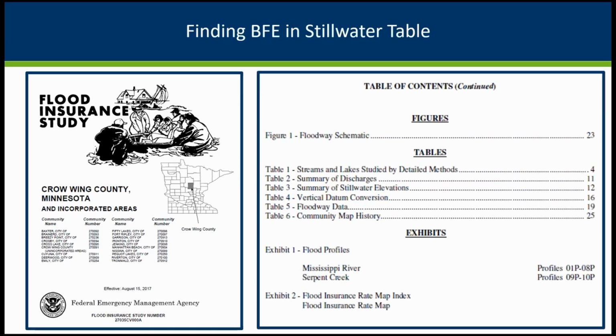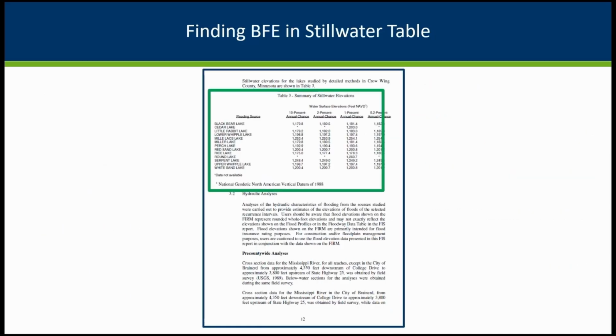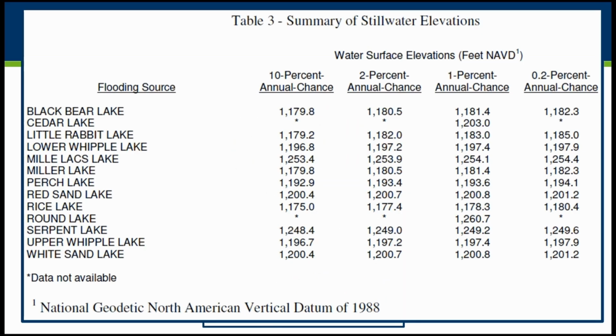And we go to the table of contents, we look in the tables. I see my summary of still water elevations. It's going to be on page 12. I go to page 12 and I'm going to look at my summary of still water elevations. Let's zoom in a little here. And again, we have several frequencies for the flood elevations, but we're focusing on that 1% annual chance flood or the 100-year flood for regulatory purposes.